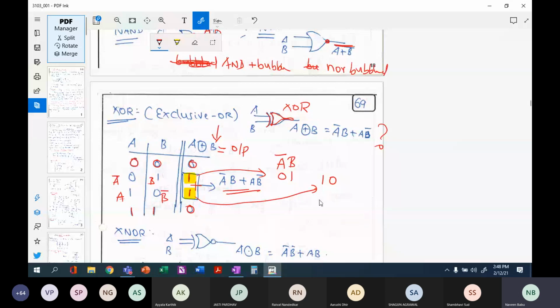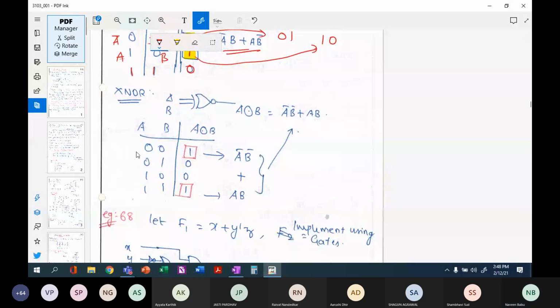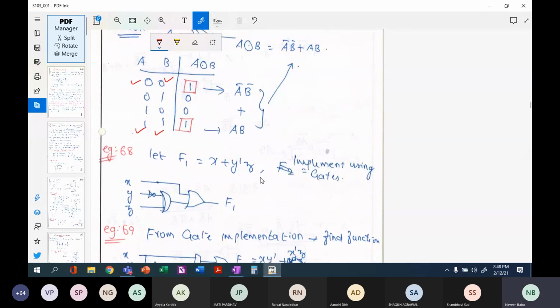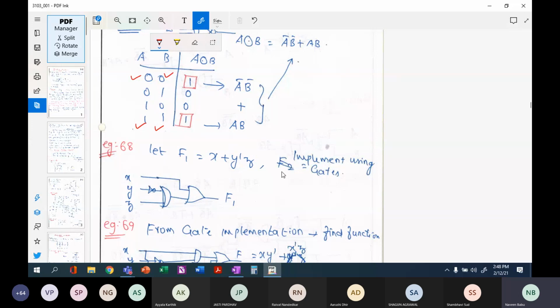Okay. Similarly, an XNOR gate output. We know that this is the symbol of an XNOR gate. The XNOR gate truth table is: whenever both the inputs are the same, you will have 1, else it is 0. So this 1 corresponds to what? It is A bar, B bar. This one corresponds to A, B. So the OR operation of these, A bar B bar plus AB, is the expression for the XNOR gate. Right? Now let's move on to the function implementation.